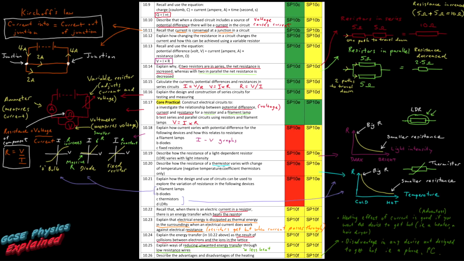Describe how the resistance of a thermistor varies with change of temperature for negative temperature coefficient thermistors only, which basically means if the temperature goes down, the resistance gets bigger and vice versa. So you'll see it represented as resistance up the side and the temperature along the bottom. When it's cold, the resistance is big, and as the temperature increases, the resistance decreases. So that's what it means by negative temperature coefficient. And that's your symbol for the thermistor, remember. And again, it's non-linear, so it's basically exactly the same shape as it was for the LDR.